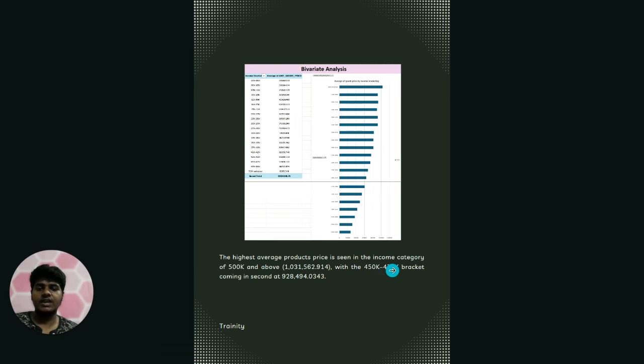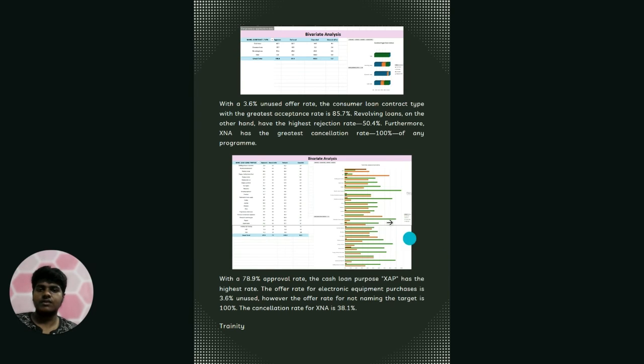When it comes to the income category, 500k and above has the highest average product price, followed by the 450k to 475k, that is 4,50,000 to 4,75,000 income bracket. When it comes to the contract type, consumer loan has the highest unused offer rate, whereas revolving loan has the highest acceptance rate. On the other hand, the highest rejection rate is XNA, and also the cancellation rate.